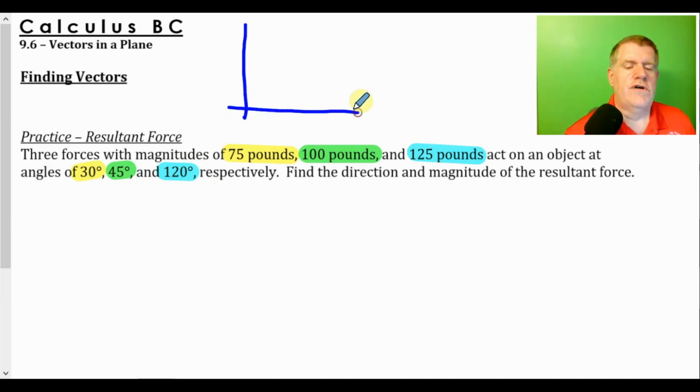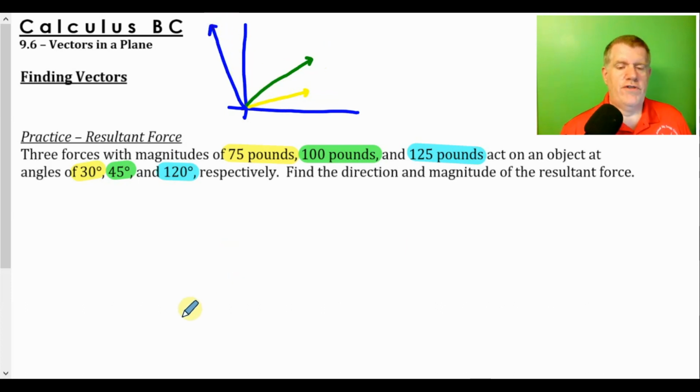Alright, so I'm going to draw these 3. So here is 30 degrees at 75 pounds. Let's just say something like that. The 100 pounds is going to be longer at 45 degrees, and the 125 pounds is going to be even longer still at 120, so there's 90 and 30 more.